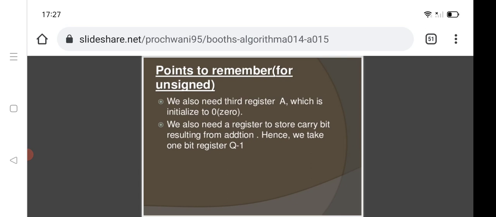The Q and M registers hold the multiplicand and multiplier. In the A and Q minus 1 we are going to place our result, and in the Q also we are going to place the result.